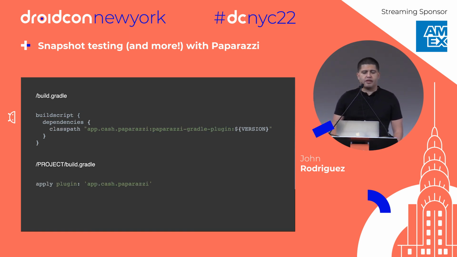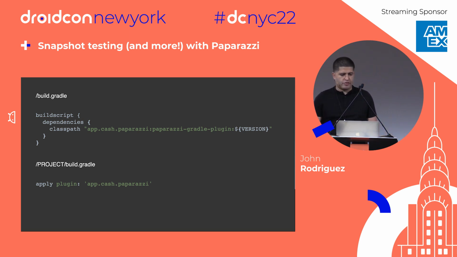So now, instead of depending on the test library like so, if you use the plugin, you'd update your build script, or you'd use the plugin's notation and instead apply it.